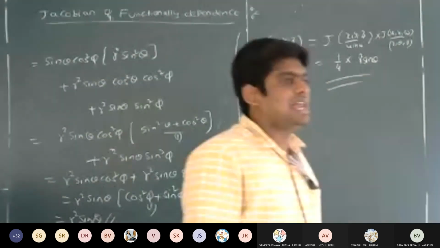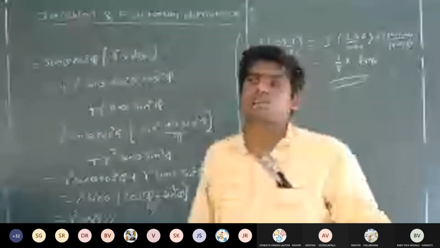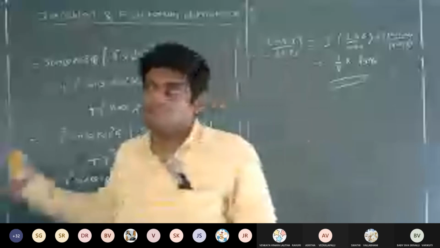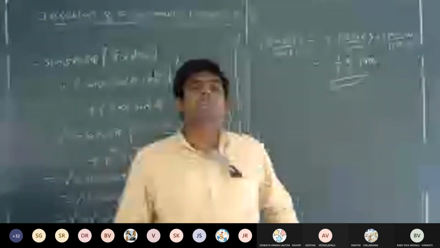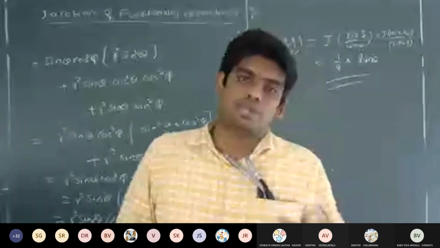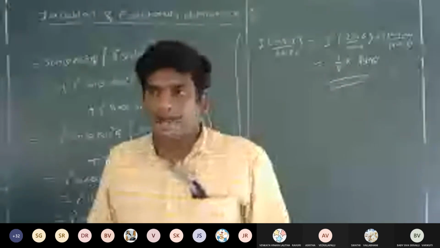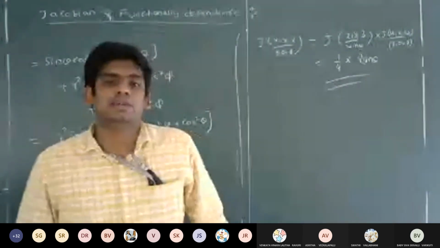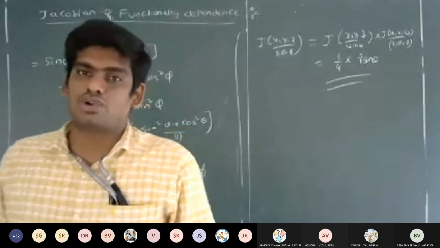So the first Jacobian value, that is the Jacobian of x, y, z with respect to u, v, w, its value is 1 by 4. Next, the second one is nothing but the Jacobian to the spherical polar coordinates, which is r squared sin theta. So totally the value is 1 by 4 r squared sin theta.